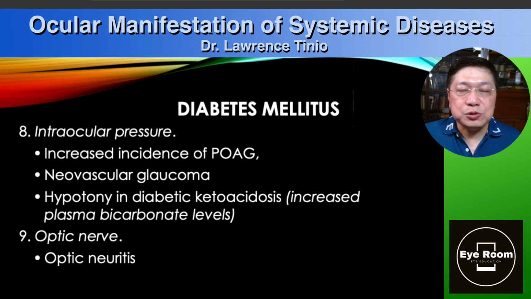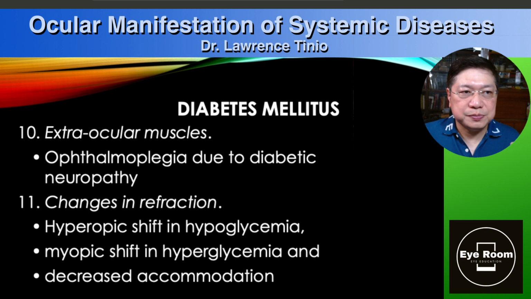Neovascular glaucoma is also more common in patients with diabetes, because the diabetic retinopathy would produce a severe hypoxia event, and that would actually involve the rest of the eye, including the iris, leading later on to neovascular glaucoma. Sometimes there's hypotony in patients with diabetic ketoacidosis. It's because of increased plasma bicarbonate levels, and it's pulling the fluids out of your vitreous. Or sometimes you'd have optic neuritis in your optic nerve.